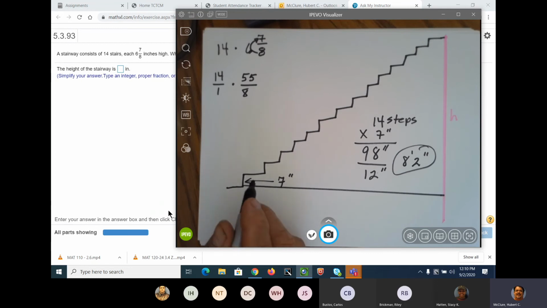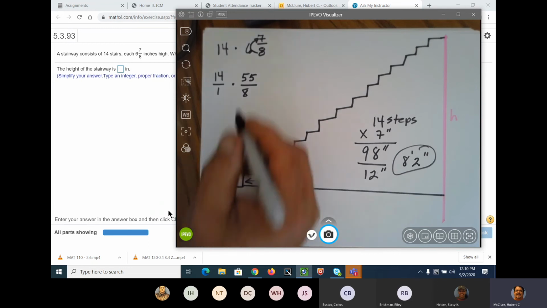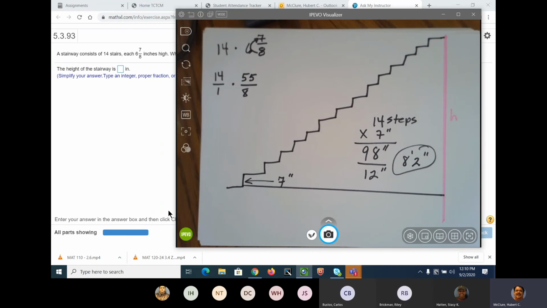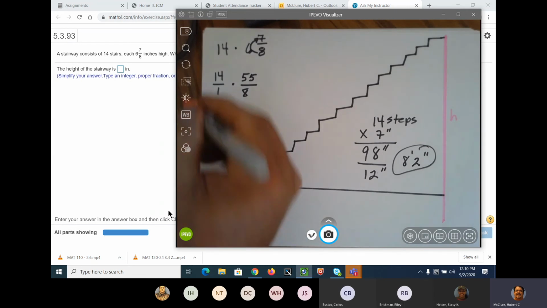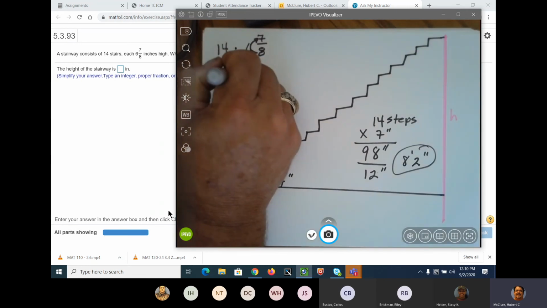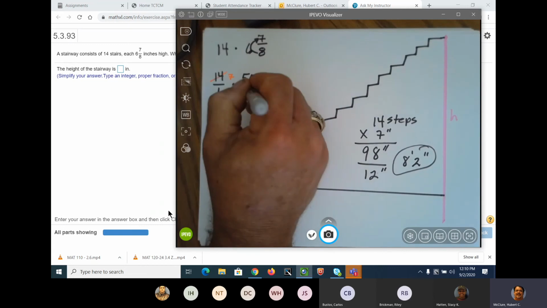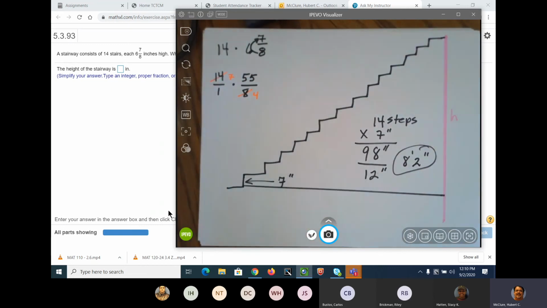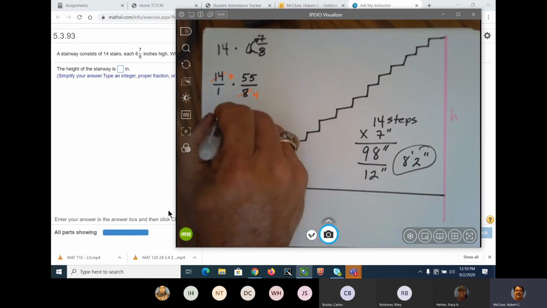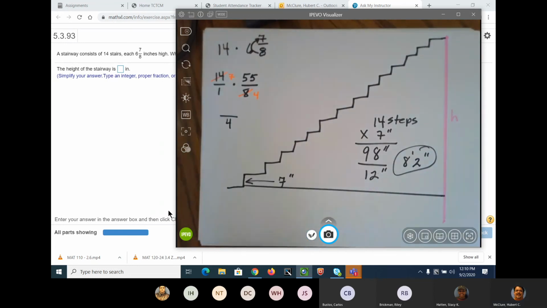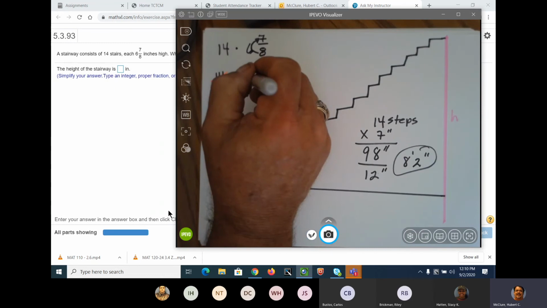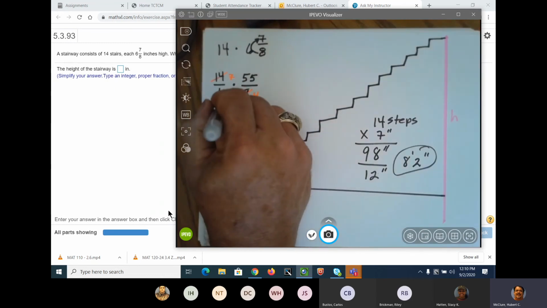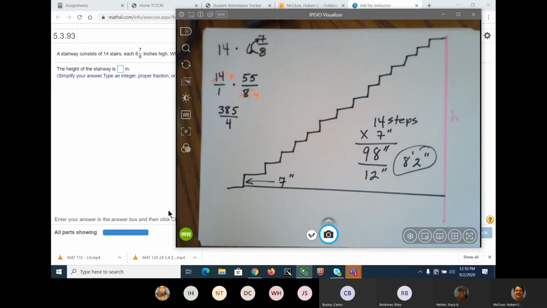All right. So now I'm going to multiply. Now take my handy dandy orange marker. 2 will go into 14 7 times. And 2 will go into 8 4 times. So I'm just trying to make life a little easier on myself. 4 will go in the bottom. 7 times 55 is 385, so 385 over 4. And then I'm going to divide and see what I can get.